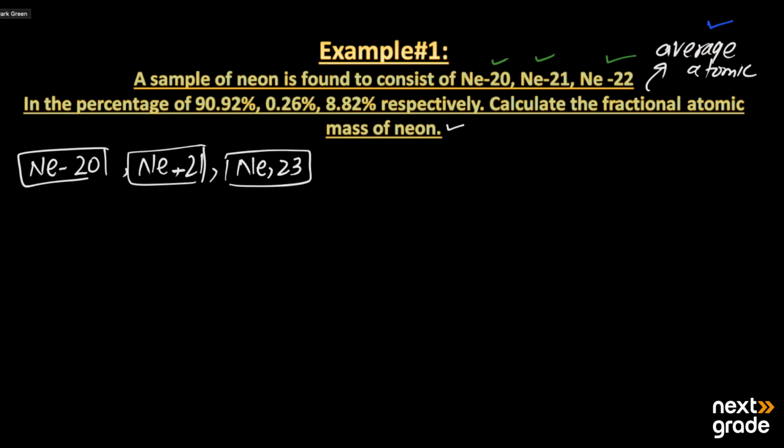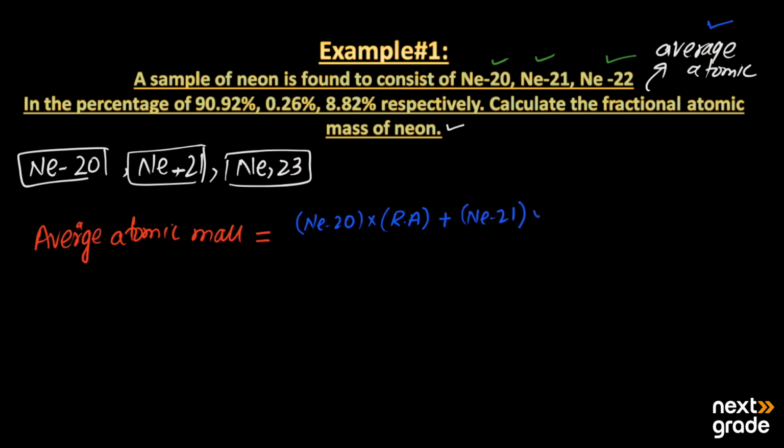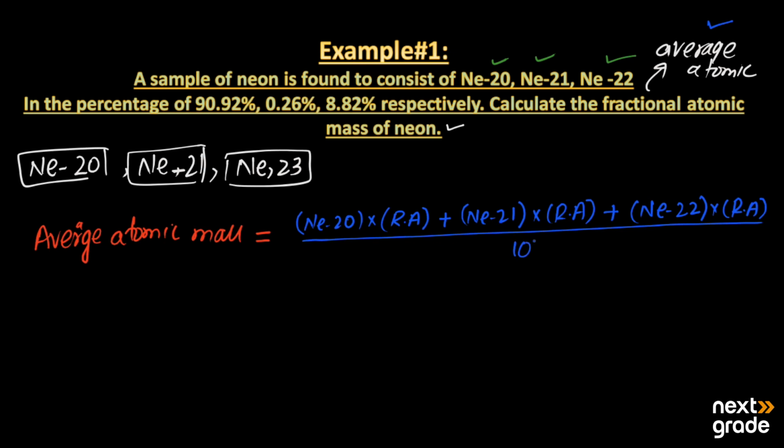So the formula for this we have: average atomic mass is equal to the atomic mass of neon-20 multiplied by its relative abundance, plus neon-21 multiplied by its relative abundance, plus neon-22 multiplied by its relative abundance, and we have to divide it by 100.